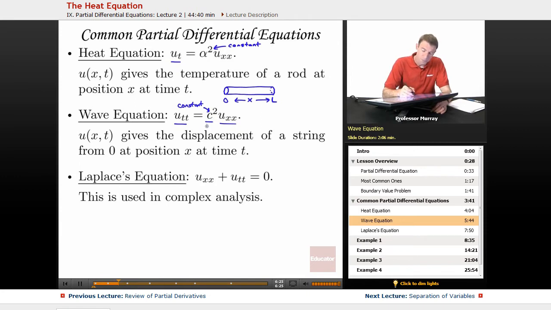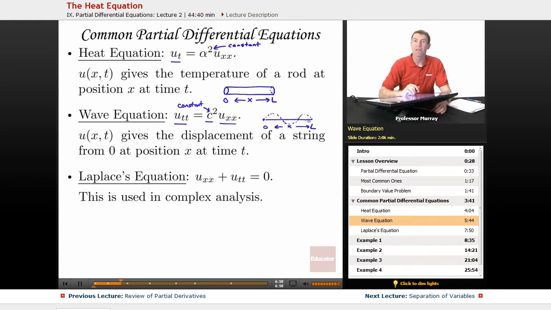So let me interpret the wave equation for you. The idea of the wave equation is you have a string that's attached at two ends. So again, we have x going from 0 to L. And this string, what you do is you pluck it, and so it vibrates back and forth as time goes by.